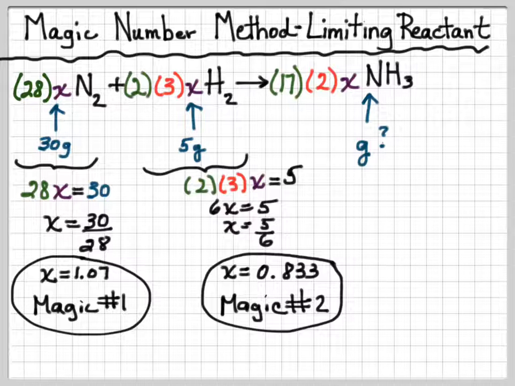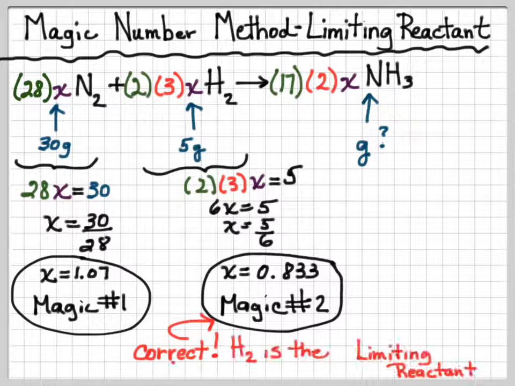So which one is correct? Well, if you know anything about limiting reactants, you know that the limiting reactant is the thing you have the least of, the thing that runs out first. So that will be the smallest magic number. So 0.833 is the correct value you want to use in this problem. So hydrogen is the limiting reactant.